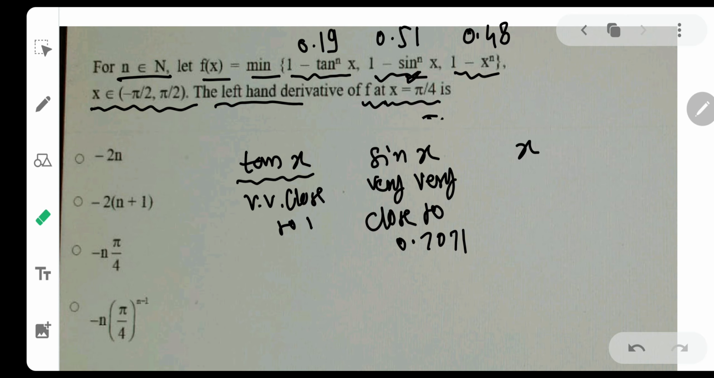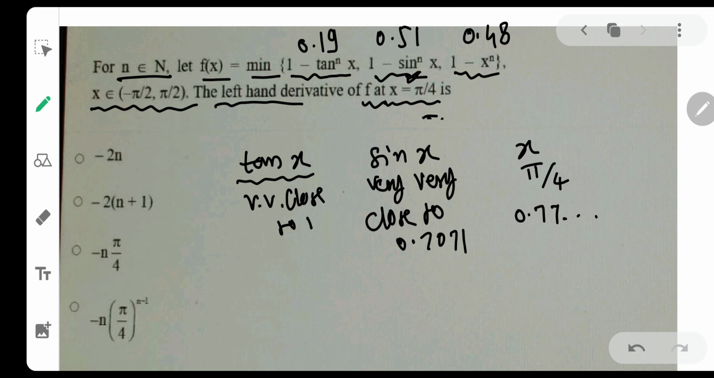Very sorry for that. Tan x, tan pi by 4. Tan pi by 4 is 1, so it will be very close to 1. Sin x, sin pi by 4, 1 by root 2, which is 0.7071. Sin x will be very close to 0.7071. And pi by 4, it will be very close to 0.77 and so on.